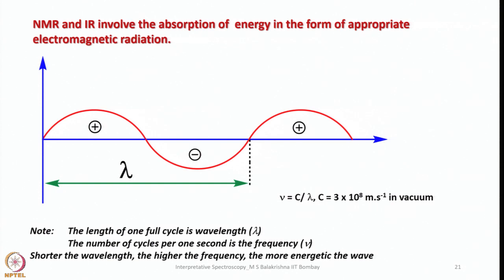NMR and IR involve the absorption of energy in the form of appropriate electromagnetic radiation. Just to compare, I have shown this plot here about wavelength. You can see the length of one full cycle is called the wavelength, and the number of cycles per second is referred to as frequency, nu. We know the relationship of frequency to wavelength: nu equals c over lambda, where c is the velocity of light, 3 into 10 raised to 8 meters per second, or 10 raised to 10 centimeters per second, in vacuum. The shorter the wavelength, the higher the frequency and the more energetic the wave is. Lower wavelength means higher frequency.